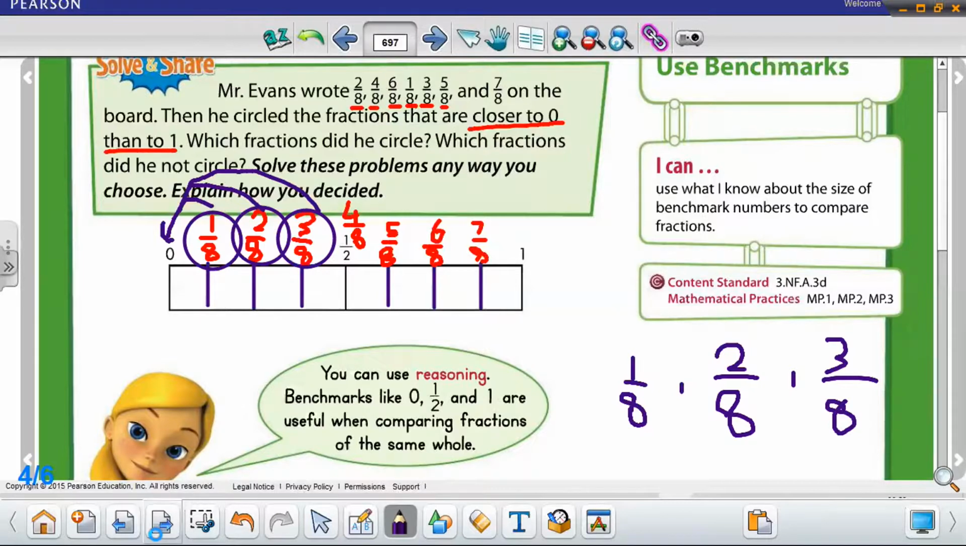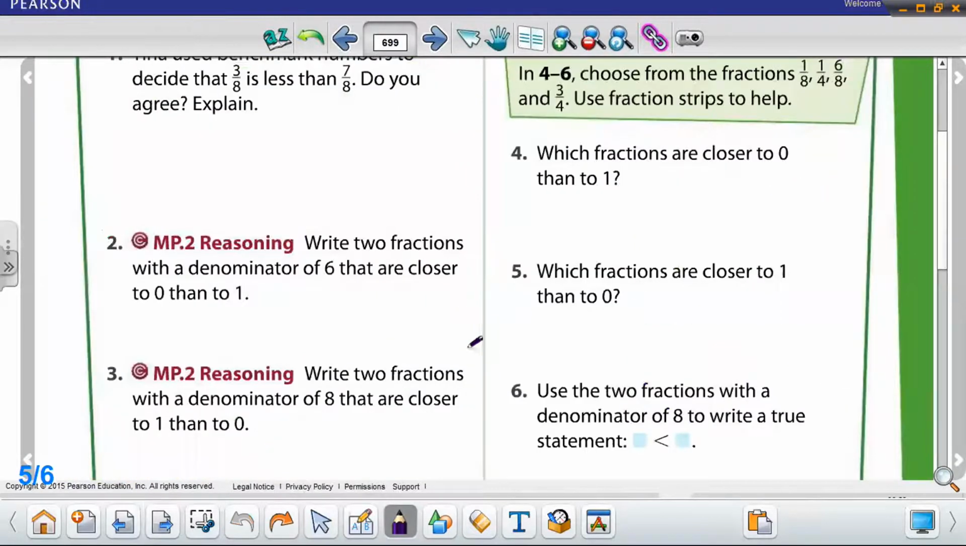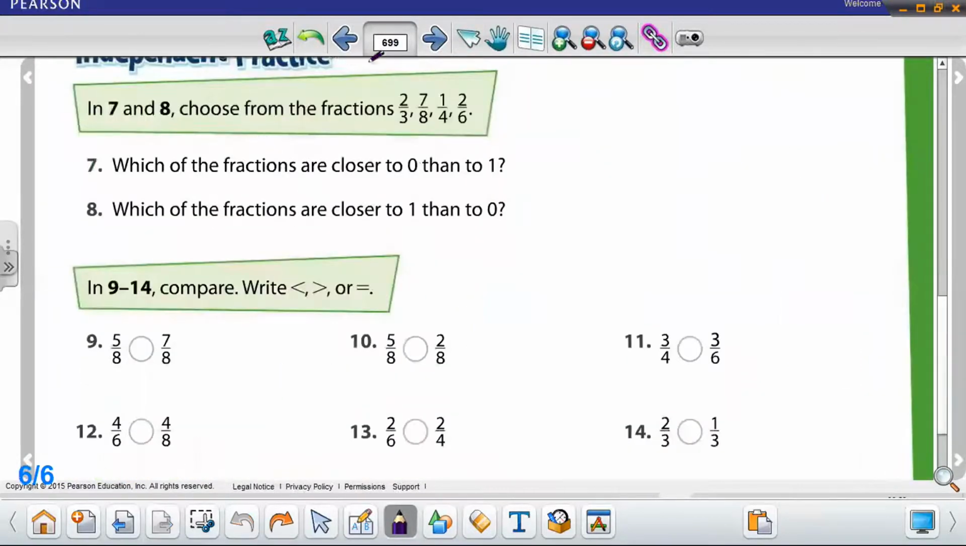Next, on page 699, we need to compare fractions. Now they have the same denominator, so choose the biggest number in the numerator. So choose 7 here, bigger than 5. Also here, 5/8 and 2/8. Of course, 5/8 is bigger.